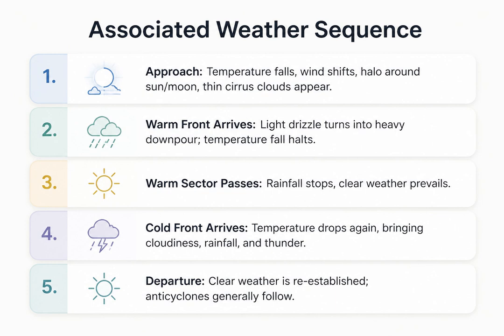But don't be fooled. When the cold front finally hits, the temperature drops sharply again, bringing heavy clouds, rain, and thunderstorms. Afterward, clear weather returns, often accompanied by high-pressure anticyclones.